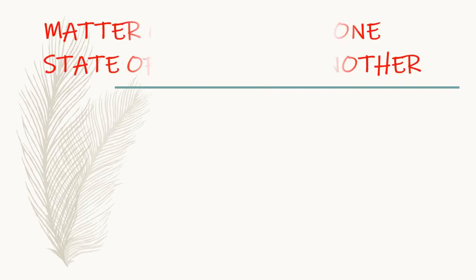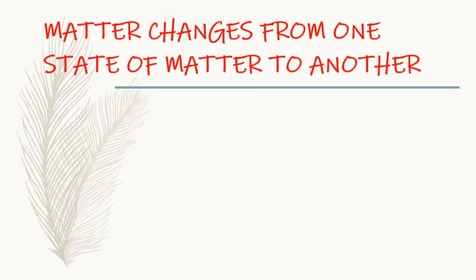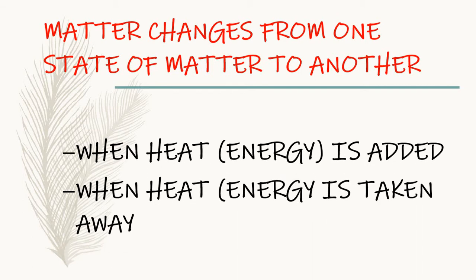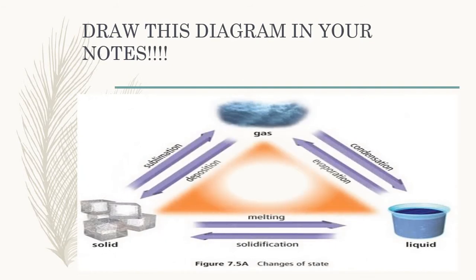Temperature is a measure of the hotness or coldness of a body. It can change the state of matter without changing its substance or mass. Changes in temperature can affect the physical properties of matter. When heat or energy is added, it is called endothermic. And when heat energy is taken away, it is called exothermic. So, kindly get your science notebook and draw this diagram.